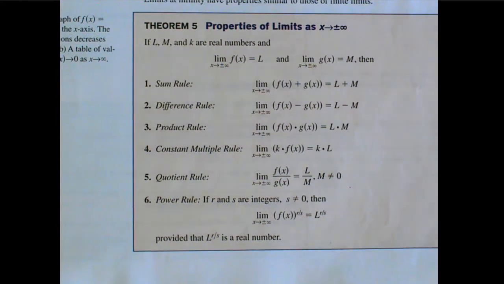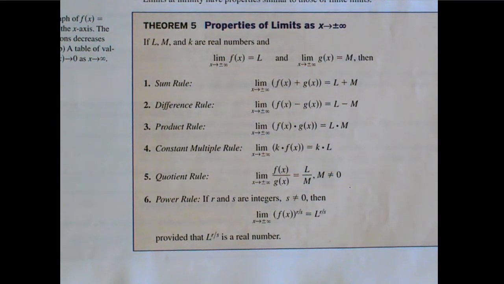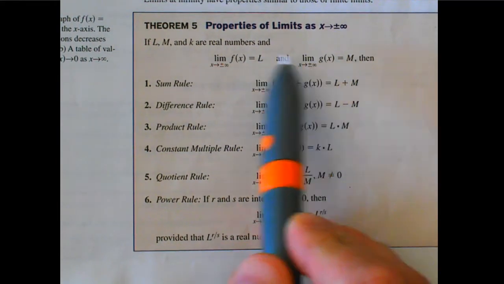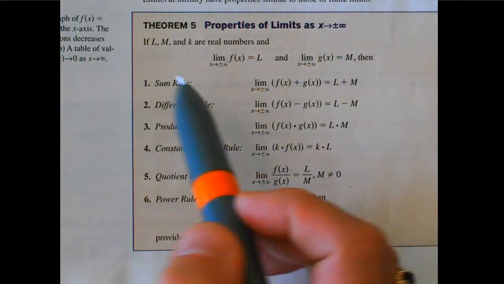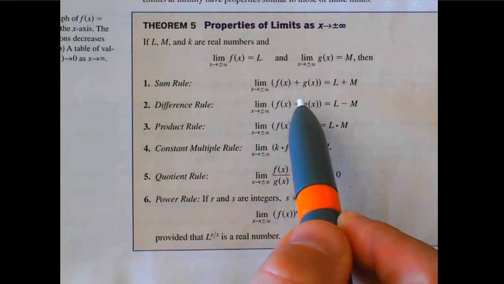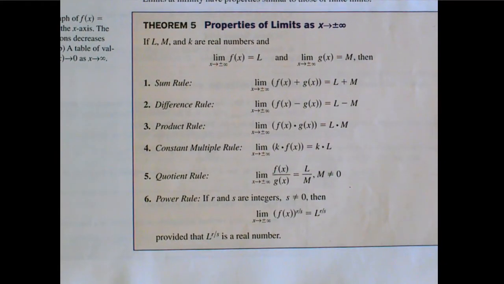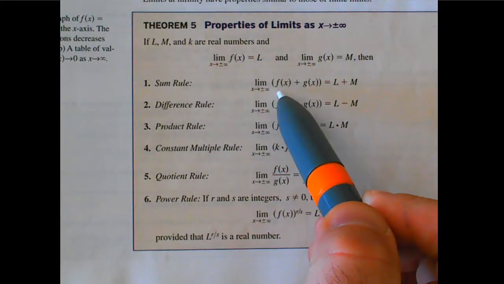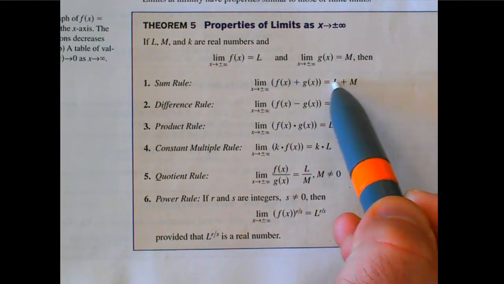And you can have that in your own book if you want to. L, M, and K are real numbers. Obviously, the approach values in this situation are not real numbers because we're talking about infinity, and that's not real. It's just saying all of those rules that we had before, like the sum rule, they work with infinity as well. If you have a limit of sums, you can change that to the sum of the limits.